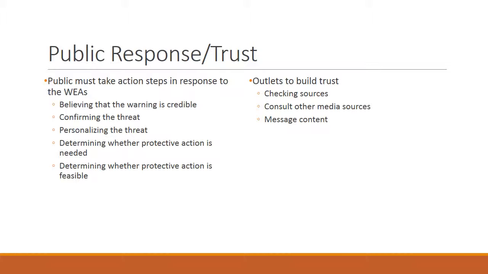Once the public receives a WEA, they must take steps in response to them. These steps include believing that the warning is credible, confirming the threat, personalizing the threat, determining whether protective action is needed, and determining whether protective action is feasible. Users must also trust WEAs if they are going to take action. Some ways to build trust include checking sources, consulting other media sources, and the message content itself.